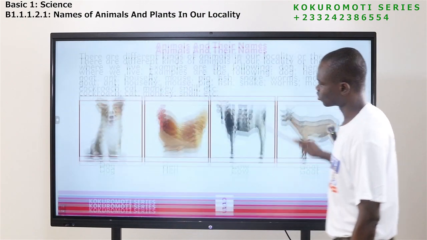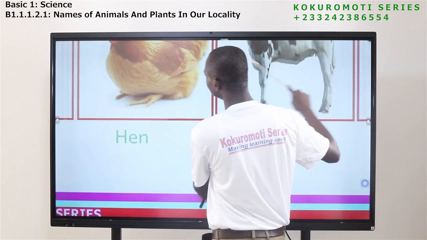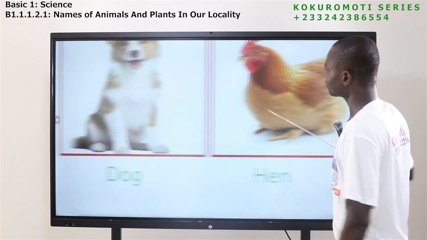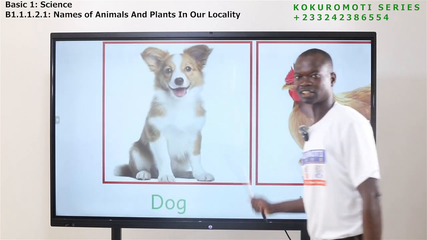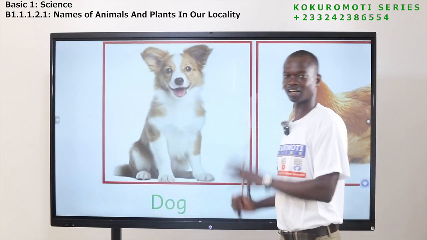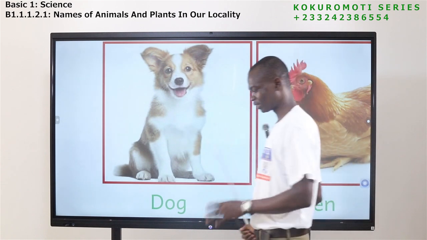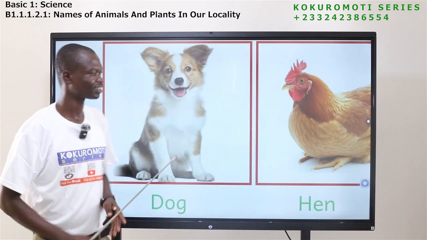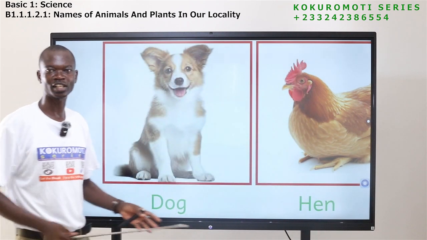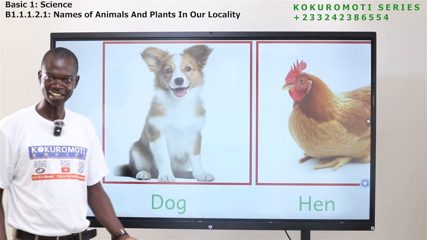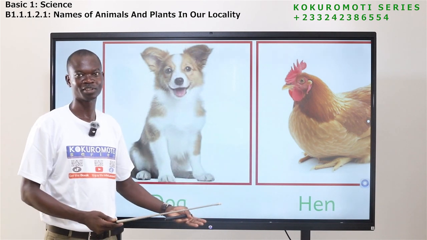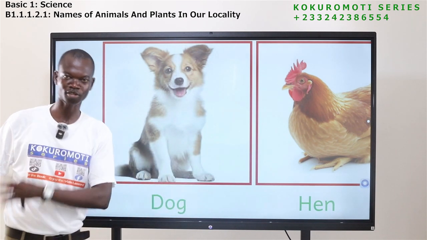and the rest. So we have pictures here. Let me show you pictures. This is dog. In my locality, we call it Okraman. Some people also call it Bodom. In Ghana here, some people also call it Bodom, but those people are in a different locality.